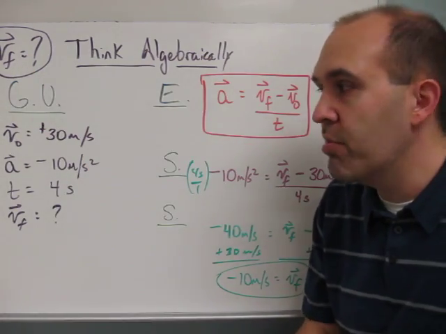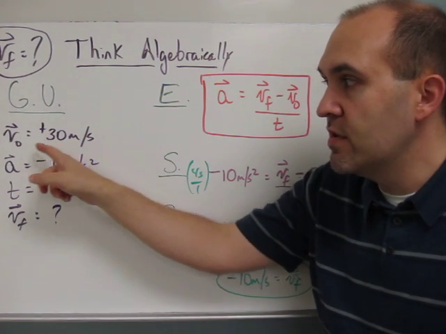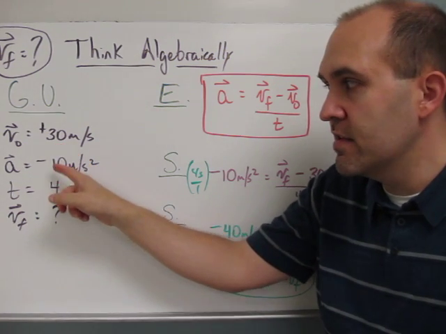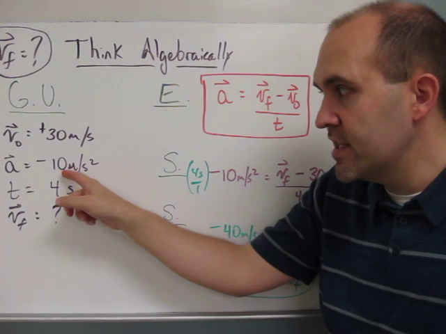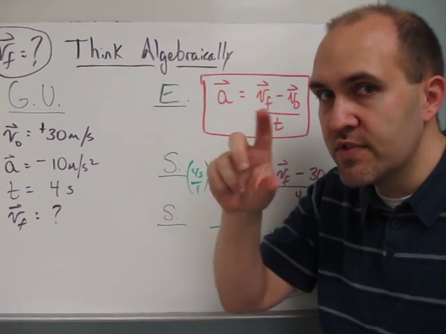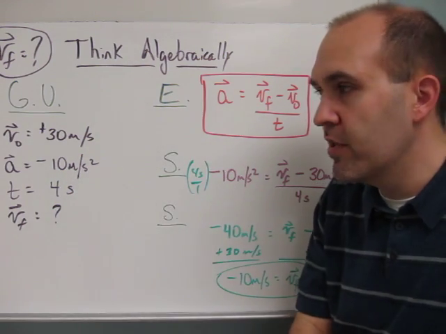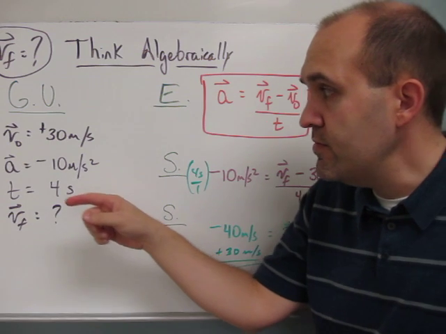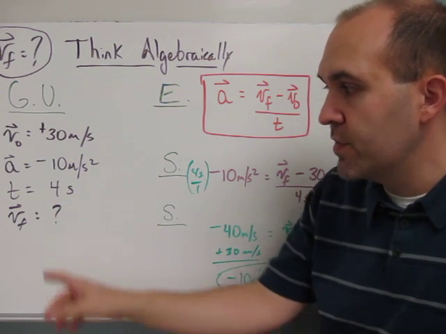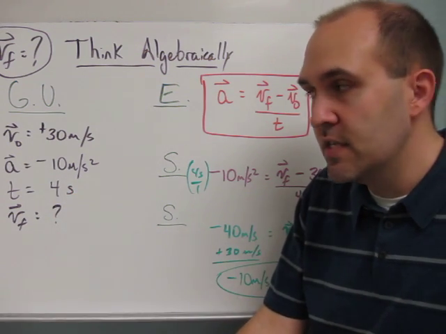Well, what we're given in the problem is the original velocity is plus 30 meters per second. The acceleration is g, negative 10 meters per second squared. Very important to keep those signs appropriate, whether it's moving up or down. And then the time is 4 seconds.